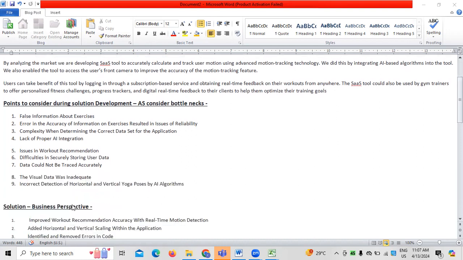Next, the solution from the business perspective, because especially in the context of the role of a BA, business analysts are the people who will be focusing more on the business side. Business solution is something which, being a BA, one has to perform.